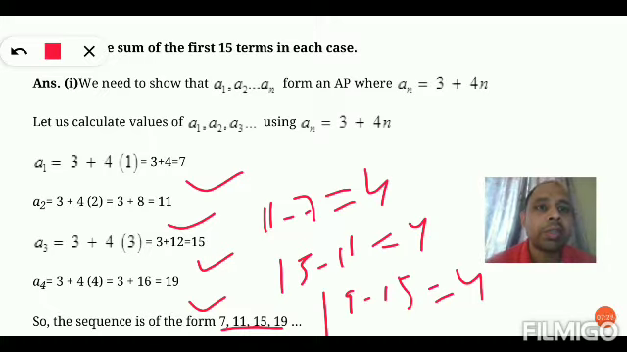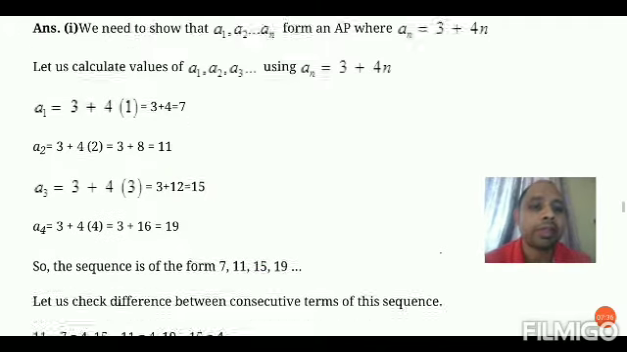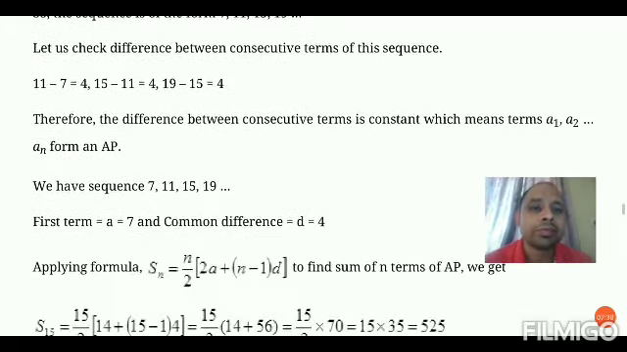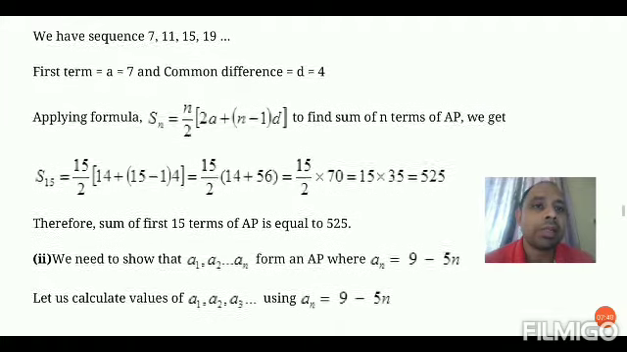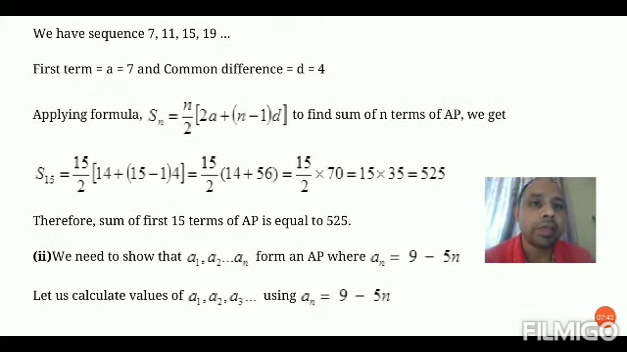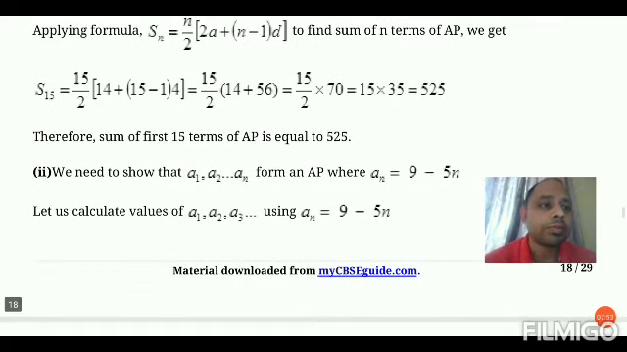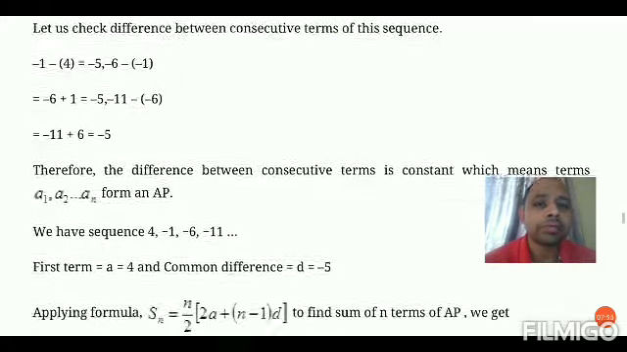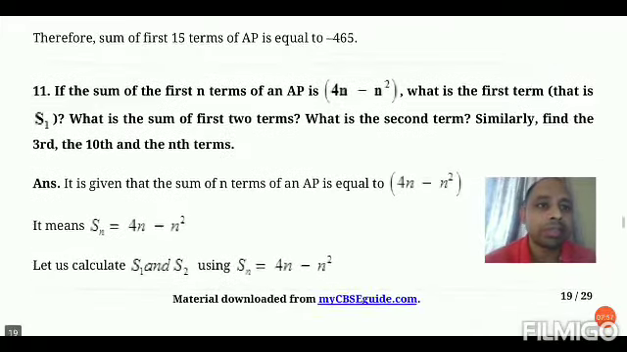And now we have to find the sum of the first 15 terms. That means we are using the formula Sn equals n by 2 in the bracket 2a plus (n minus 1)d. Apply that formula and find Sn. After substituting the values, you are able to find the value of S15 as 525. Okay, solve the second one by yourself, then move forward. We are moving to the next question, that is question number 11.